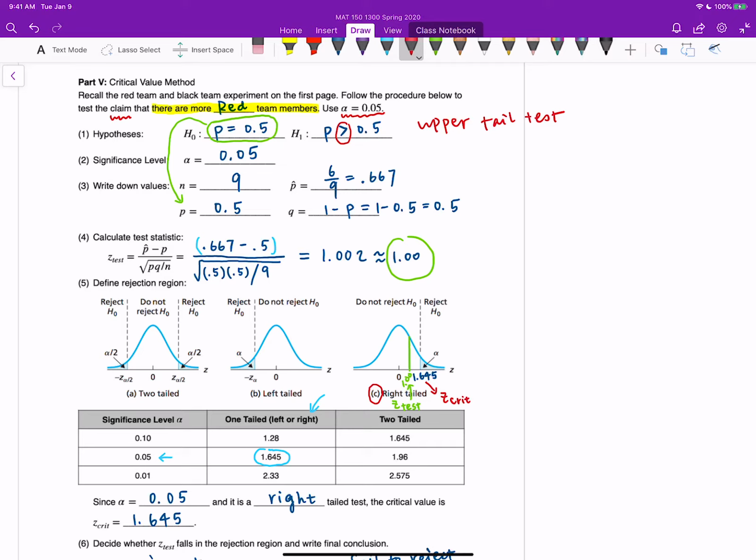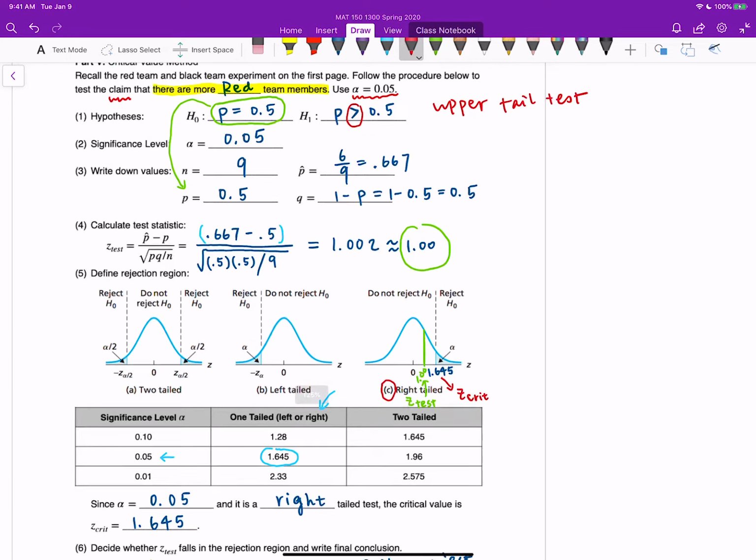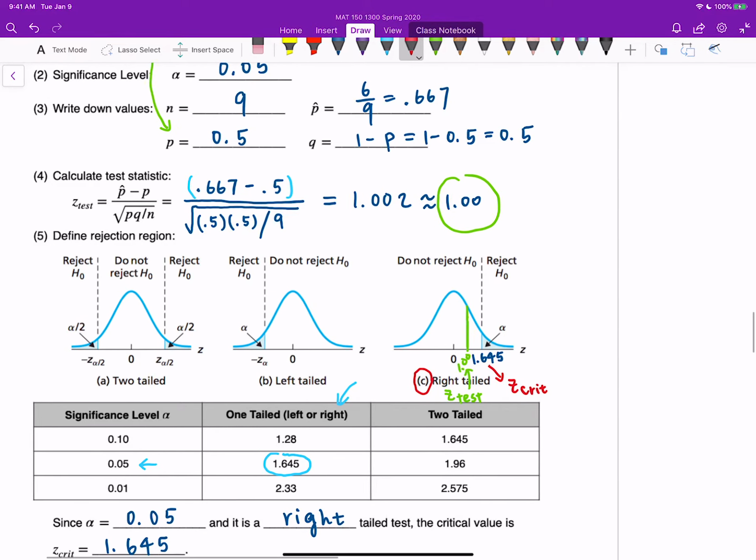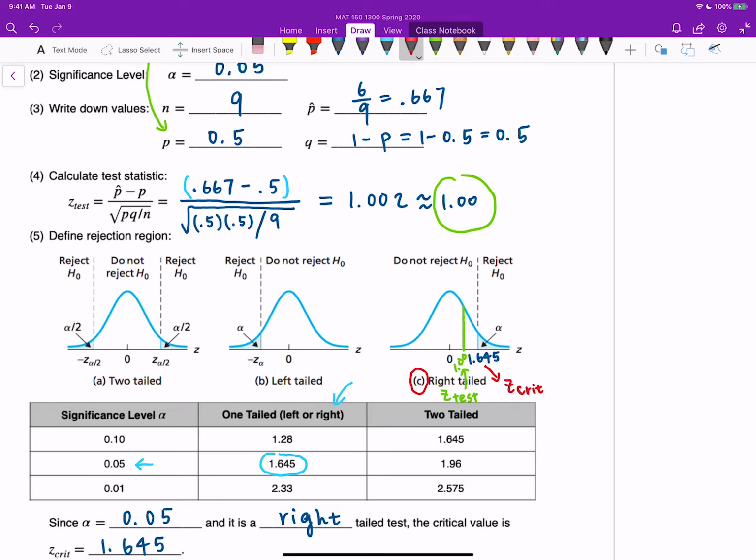Next step will be defining the rejection region. That means you first have to do a graph. Since we already determined that this is an upper tail test, your graph will look like item C right here. So your graph will look like C. The shaded region is the right tail. Next thing to do is find out the critical value. I gave you this table right here. This table tells you the critical value that you're going to be using for this course.